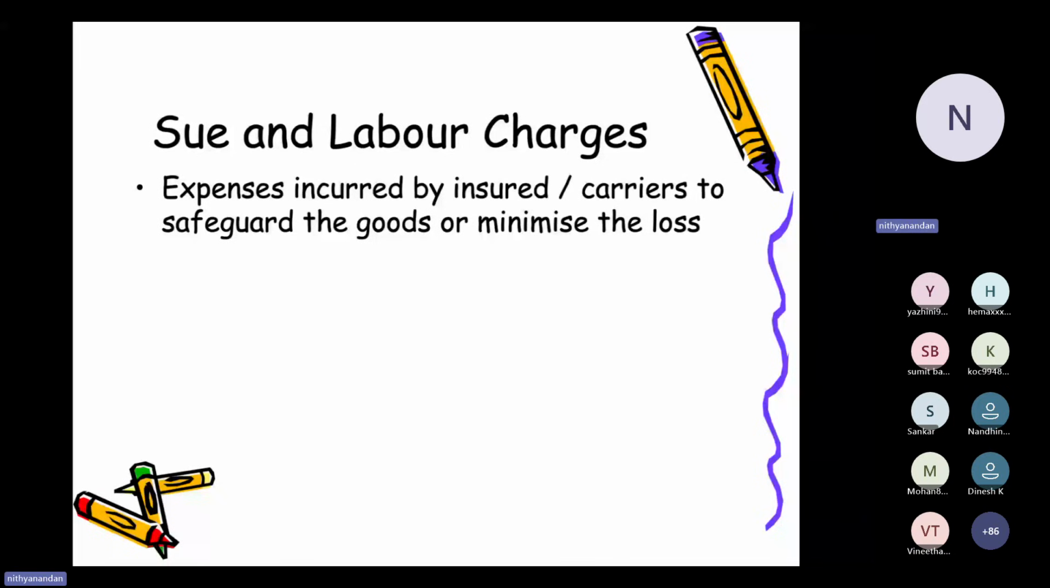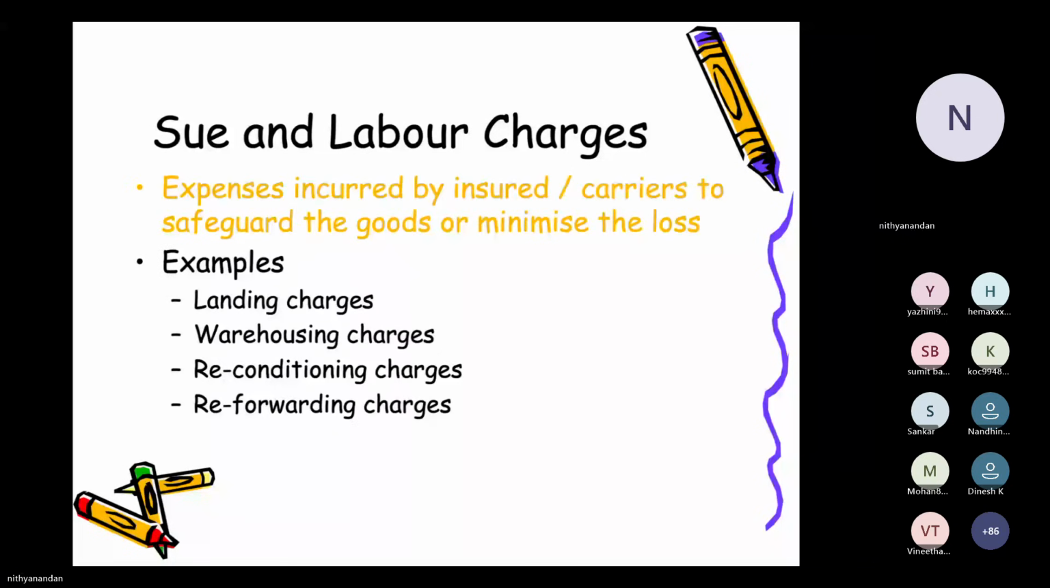Two or three charges are there in marine claims. These terms are very, very important. Please understand, many questions are asked on this. So understand which charges are payable for which amount and which purpose. First, sworn labor.